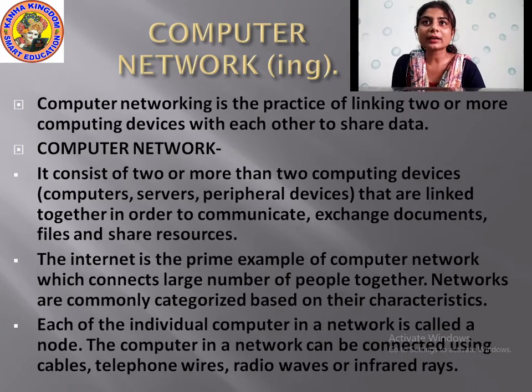Understood? What is computer networking? It is a practice of connecting or linking two or more computers through which we can share data with each other. And a computer network means where two or more computers are connected to each other to share data, to communicate, or to share resources and information. The internet is the prime example of a computer network, which connects a large number of people throughout the world. Each individual computer connected to a network is called a node. And a computer network can be connected using telephone wires, cables, infrared rays, or radio waves through signals. Understood?